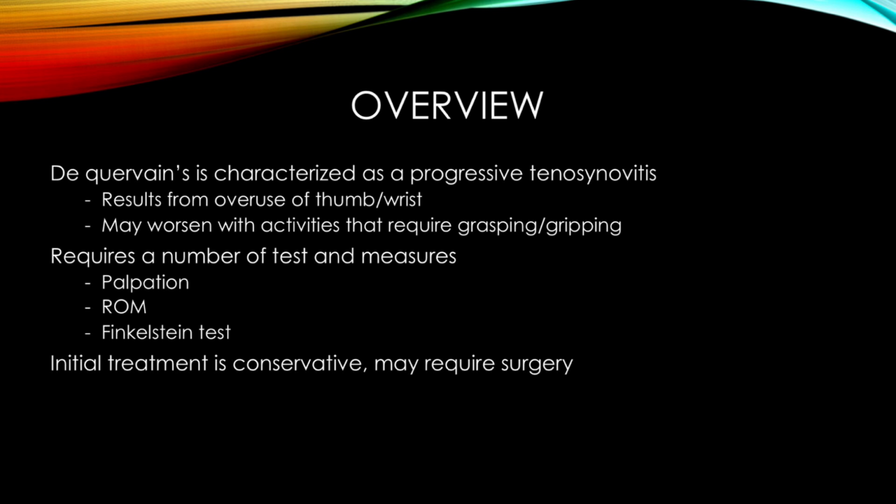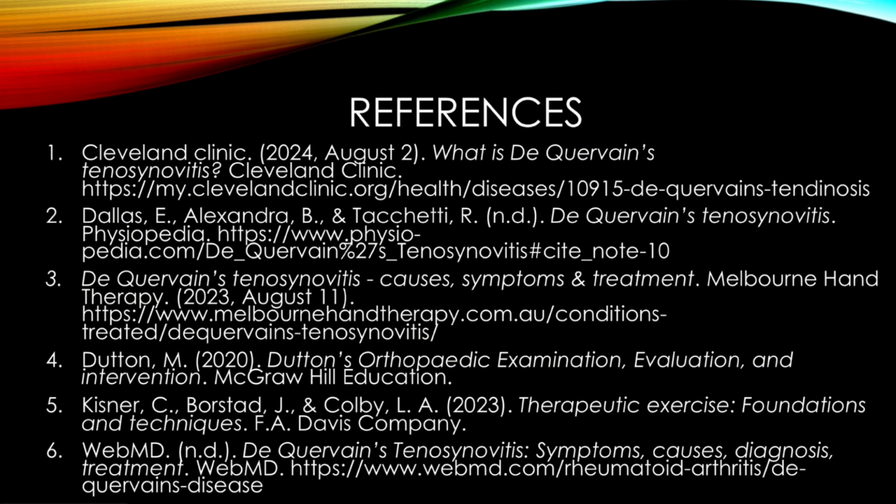For my overview, De Quervain's is characterized as progressive tenosynovitis, results from overuse of the thumb and wrist, and may worsen with activities that require wrist grasping and gripping. It requires a number of tests and measures: palpation, range of motion, and Finkelstein's sign tests. Initial treatment is conservative, and it also may require surgery. There's my references.